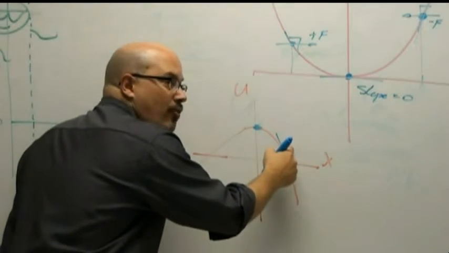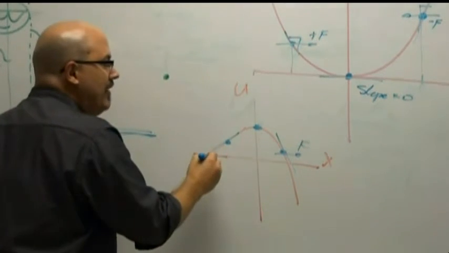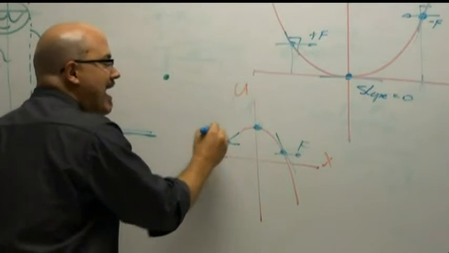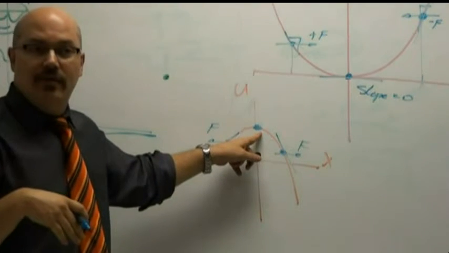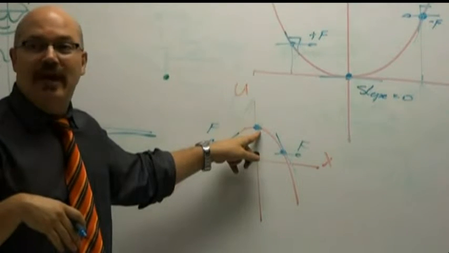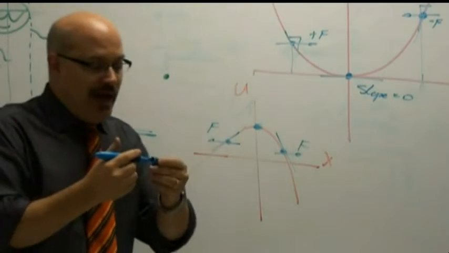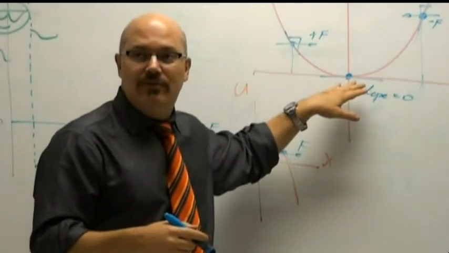I have a negative slope, which means force to the right. If I'm over here, I have a positive slope, which means force to the left, the negative of the slope. So it'll only get there if it starts there. Okay, here's an equilibrium position, but is it stable or unstable? Unstable. This is an unstable equilibrium position. This is a stable equilibrium position.